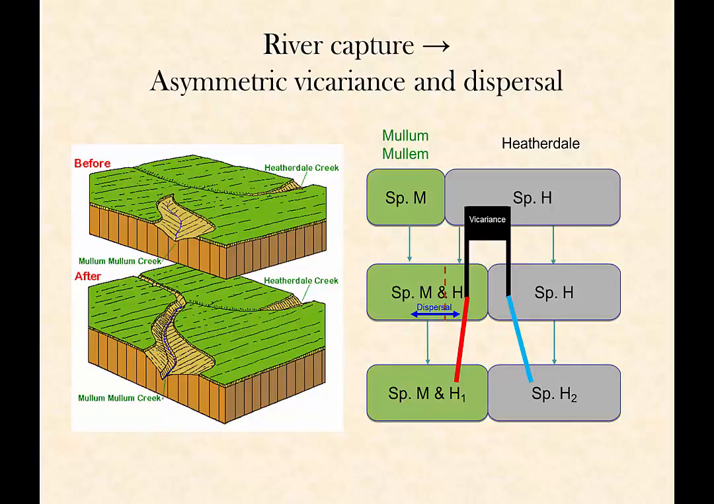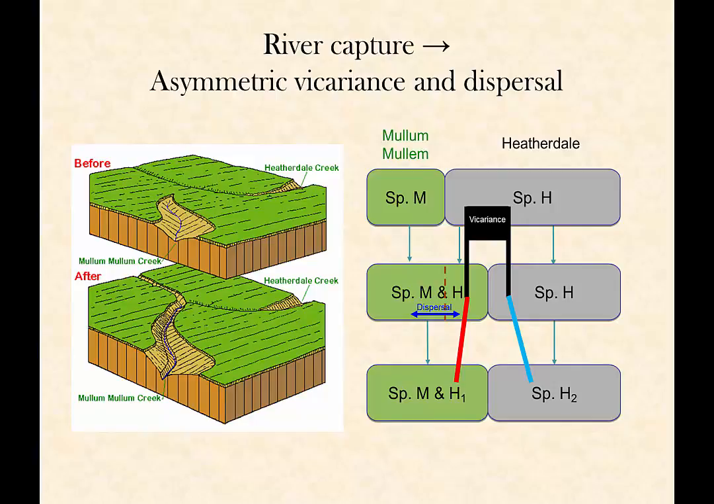And all the fish that were up here, upstream of the join, can now swim down into the Mullum Mullum Creek, and all the species in Mullum Mullum can go up into the bit of Heatherdale that is now Mullum Mullum. Nobody in the lower part of Heatherdale can now get back into those two areas. So what that means for a species, shown in this diagram, so if we have species H in Heatherdale, the top bit of Heatherdale has been grabbed by Mullum Mullum. All the individuals in there are now in this one.